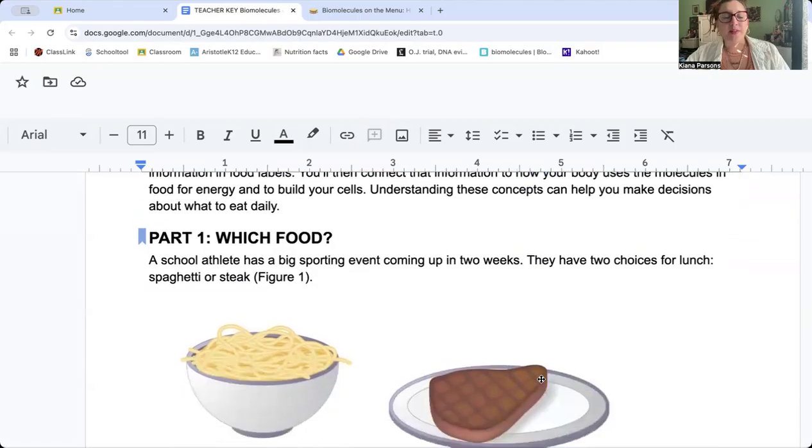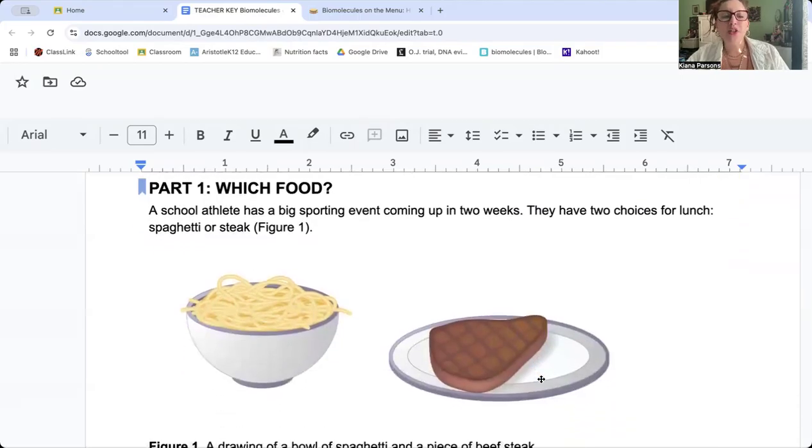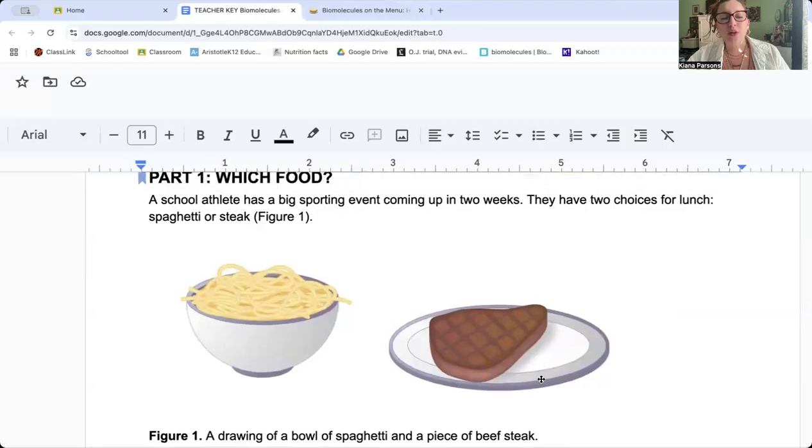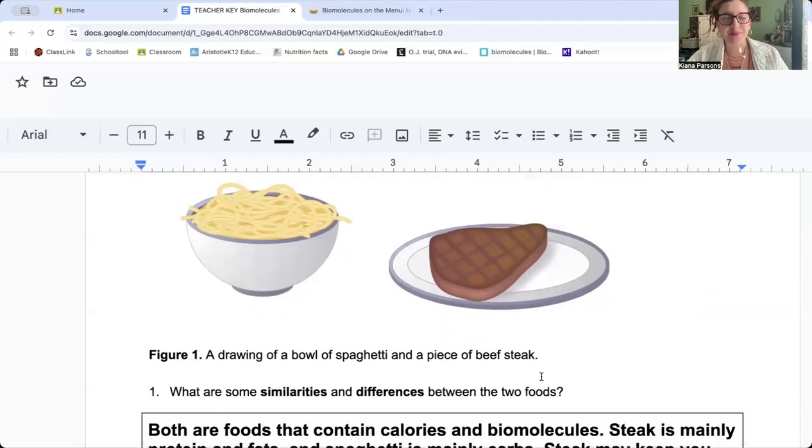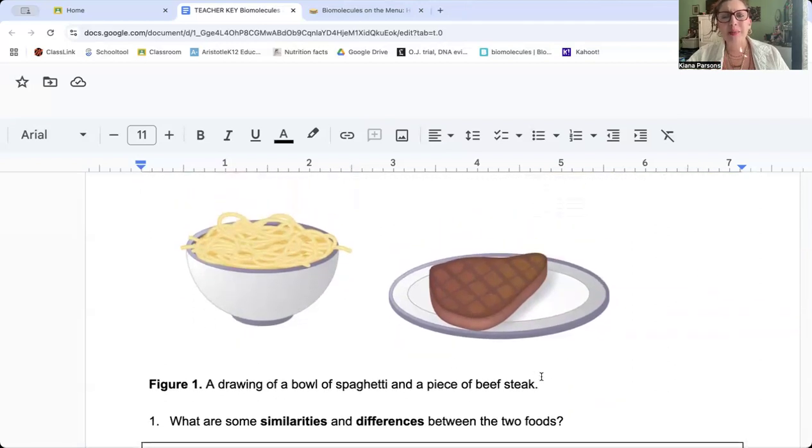Let's start with which food. So, a school athlete has a big sporting event coming up in 2 weeks. They have two choices for lunch: spaghetti or steak. Figure one shows a drawing of a plain bowl of spaghetti and a plain piece of beef steak. So what are some similarities and differences between the foods?